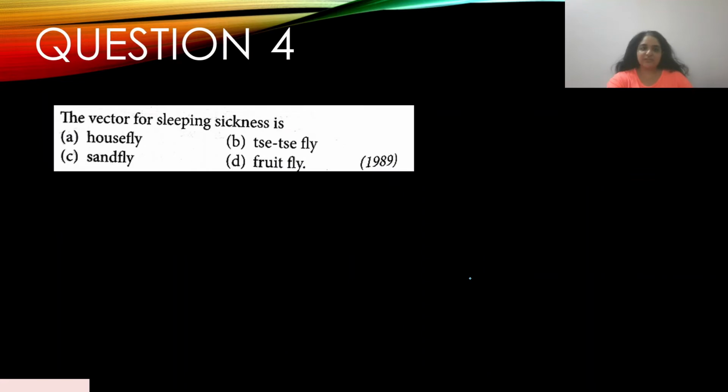The vector for sleeping sickness is... and this appeared in 1989. A. Housefly, B. Tsetse fly, C. Sandfly, and D. Fruit fly. Again, sleeping sickness has come so many times now. So we have B, tsetse fly. Okay, that's the vector for sleeping sickness. The answer is B.